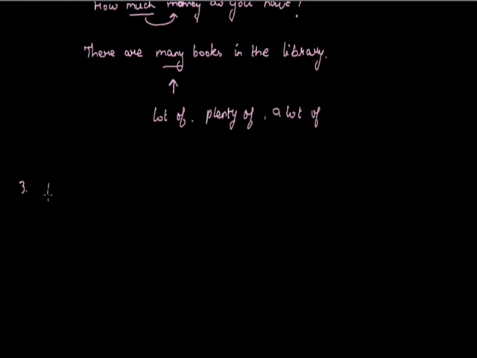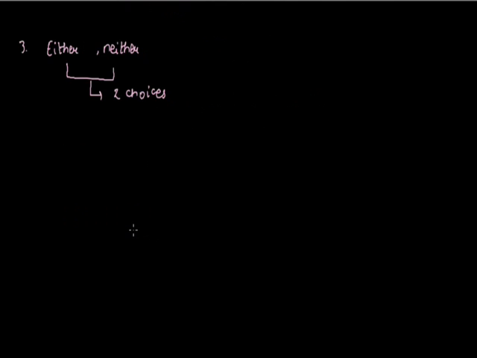Next is either and neither. Or we can say either of or neither of. First of all, these two are always used for two choices only. Means these are always used for a pair. Now what is the difference between either of and neither of? If we talk about either of, there are two interpretations of either of.